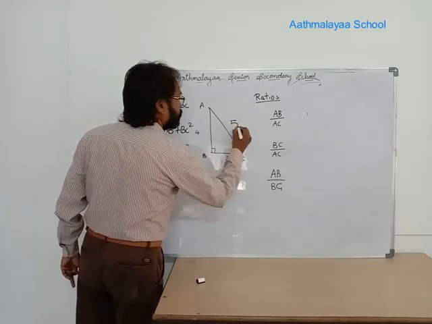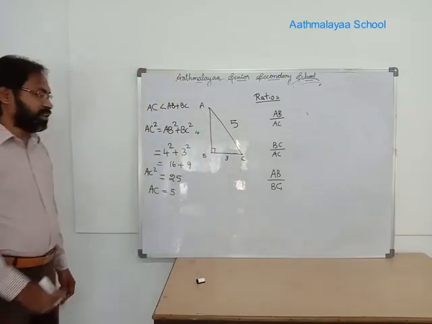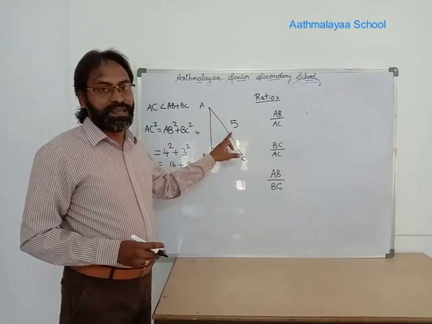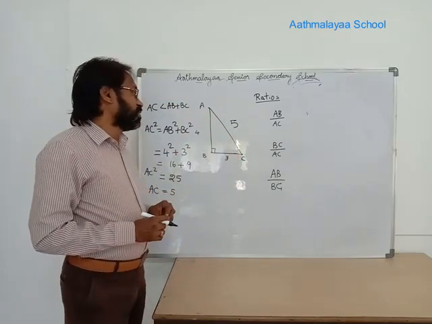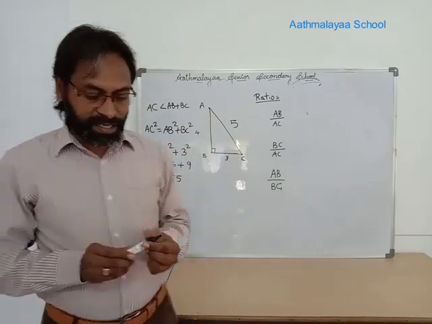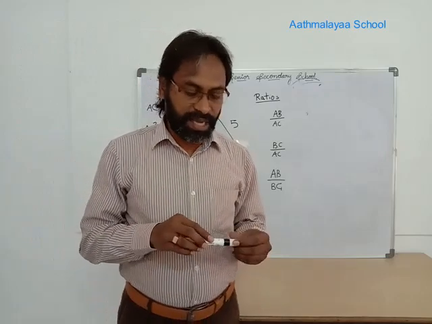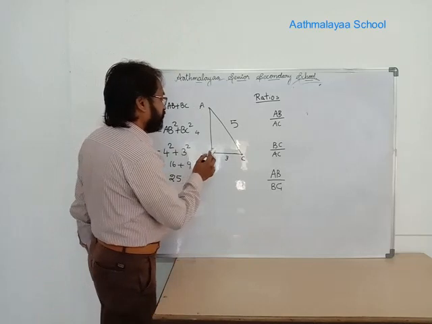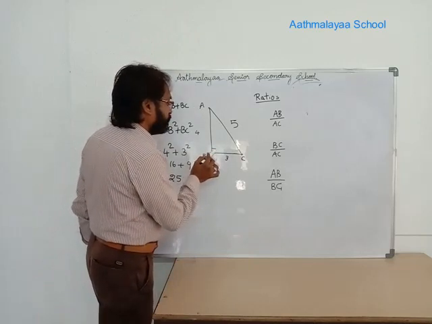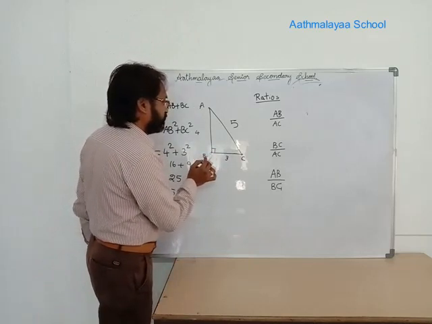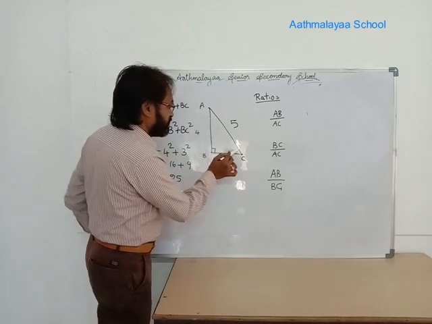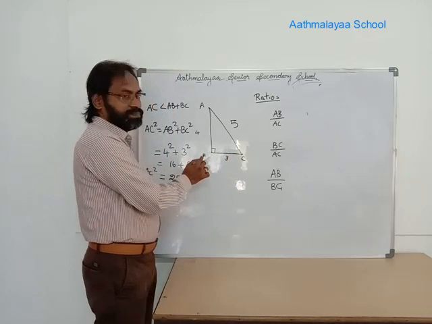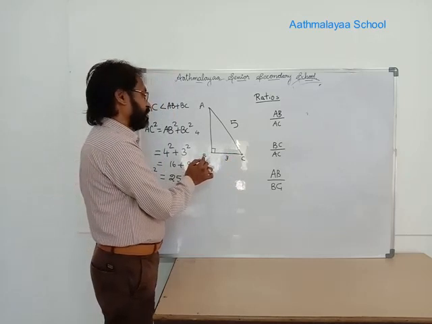So we now know the triangle's sides are 3, 4 and 5, and the largest side is AC, which is 5. In any right angle triangle, which is the largest side? The largest side is naturally opposite to the 90-degree angle. So the largest side is AC and it is opposite to angle B. This you should remember.